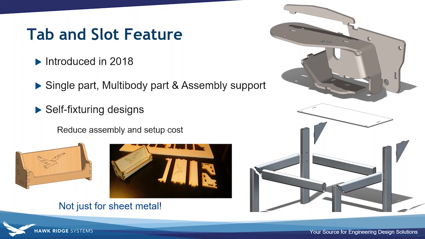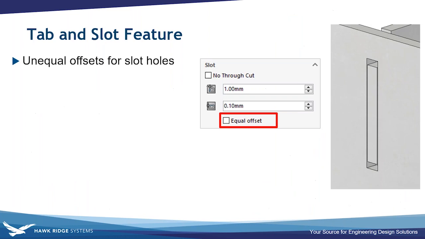So the first new enhancement is the ability to have unequal offsets. So in 2018, your offset would always be the same in every direction. Now you can have a different vertical and horizontal offset.